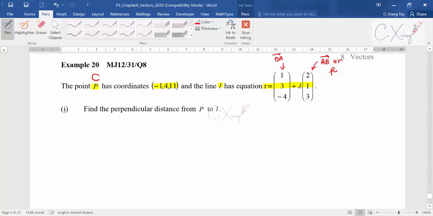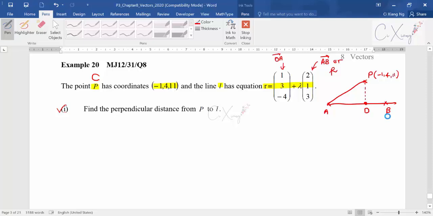Okay, right. First they want you to find the perpendicular distance from P to L. So first of all, if you want, you can draw a line. This is a line, this is A, then maybe this is B or whatsoever. And then this is the foot of perpendicular, which we still call D. Okay, so this is P, which is (-1, 4, 11). All right, so this is actually the distance that you want to find. I try to draw it out like this so that you can see it clearer.